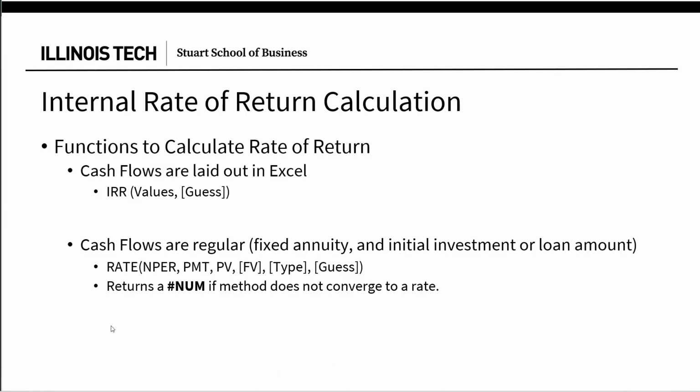Whenever these functions return a #NUM error, it means that it tried to find the rate of return, but it couldn't converge on a value. And you will see how, for these calculations, sometimes the functions are highly nonlinear, and so it may not be able to find the internal rate of return. So let me actually show you how to do this with an example.